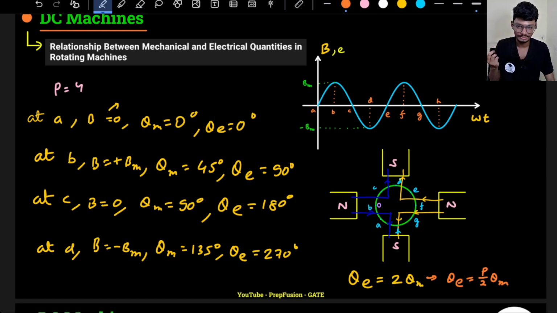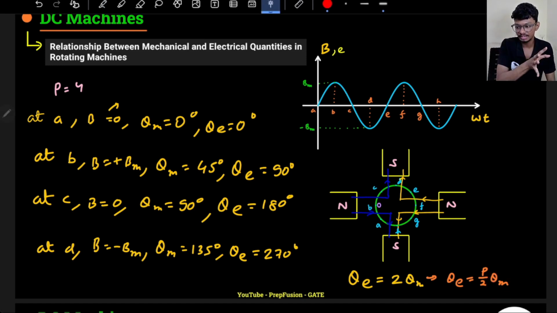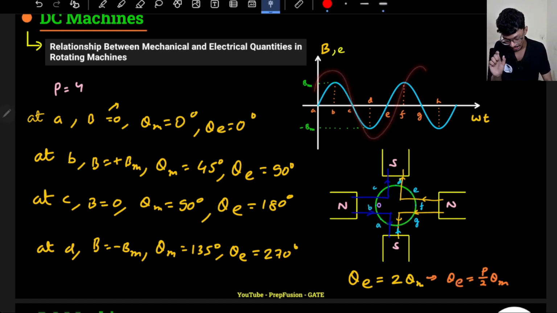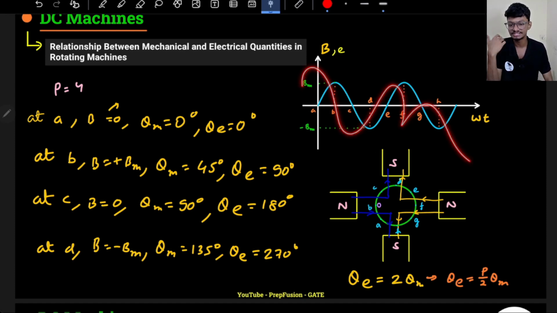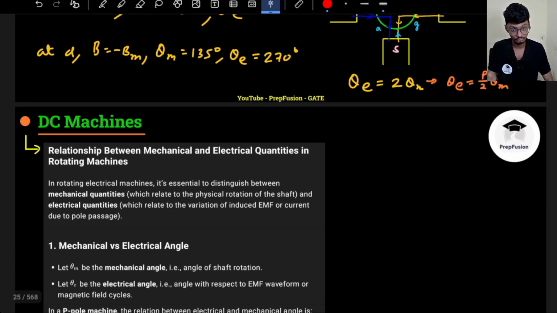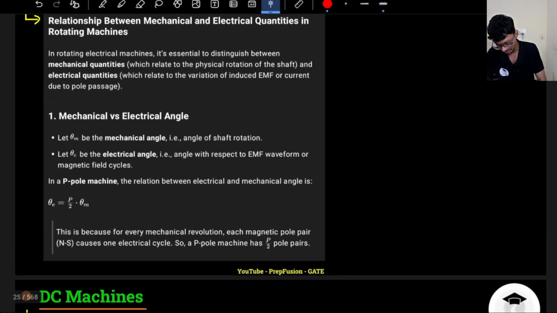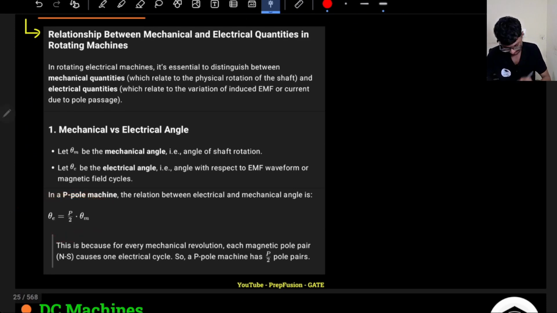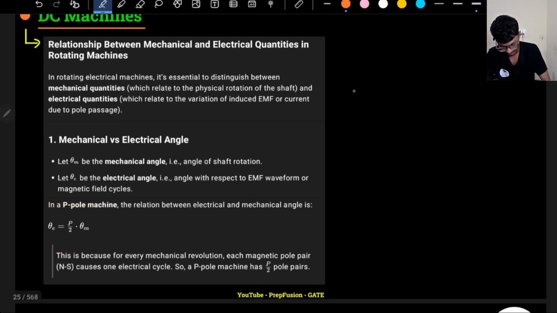One more thing I can write is about the speed. If I am rotating 180 degrees in the mechanical domain physically, then electrically I will rotate more because I am passing through more poles. If I am passing through more poles, the cycles will change faster. Now, what is the other relationship I can use? I know theta electrical is equal to p by 2 of theta mechanical.